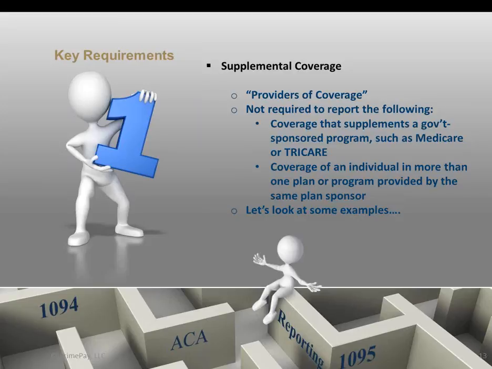So what specifically the draft instructions do is, instead of speaking to a plan sponsorship aspect, they speak to providers of coverage. And so this supplemental coverage now, the reporting requirements have now fallen on those who provide coverage. All self-insured types of coverage and so forth. So not required to report are the following. Those types of supplemental coverages that are for government-sponsored programs, Medicare, certainly TRICARE supplemental, you're still exempt from reporting. Or certainly, as it's stated here, coverage of an individual in more than one plan or program provided by the same plan sponsor. So let's look at some examples just to bring this to light, and it will shed some light on that last bullet there.